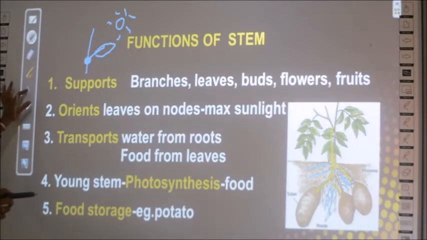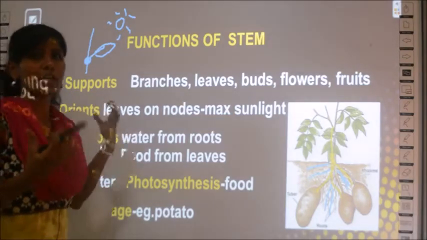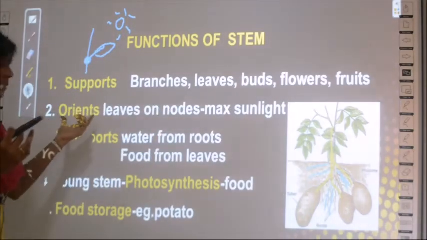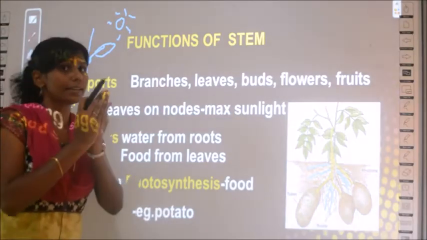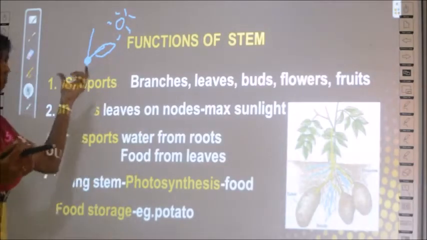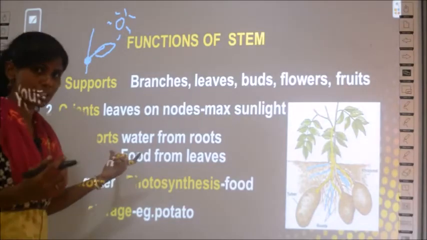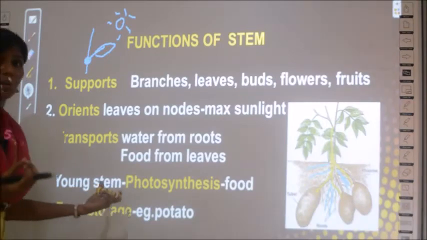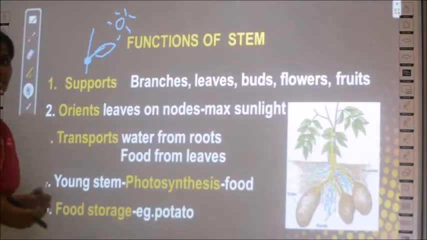Okay. So what are the 5 functions we have studied about the stem? The first function is it supports. What all does it support? All the parts of the shoot system it will support. The second function is it orients. It will hold the leaf at such an angle that it can receive maximum sunlight. It orients the leaf to the node so that it receives maximum sunlight. The third function is transports. It transports water as well as food. The fourth function is young stems can also carry out photosynthesis. And the last function is food storage.